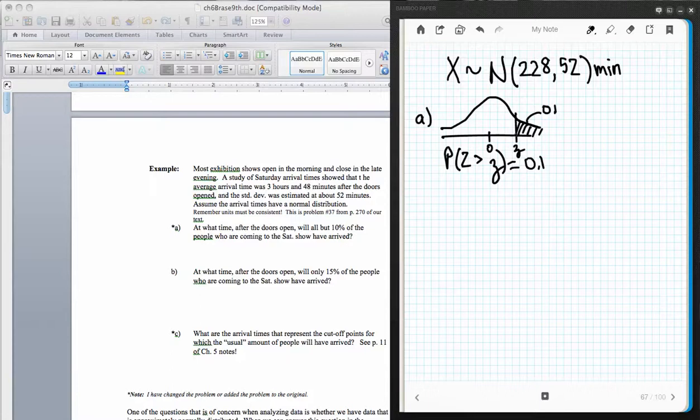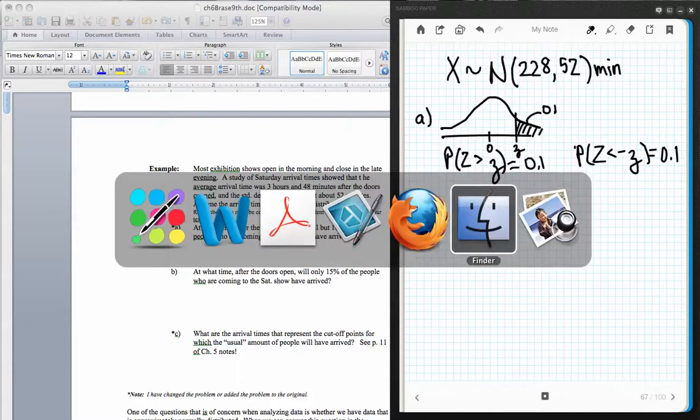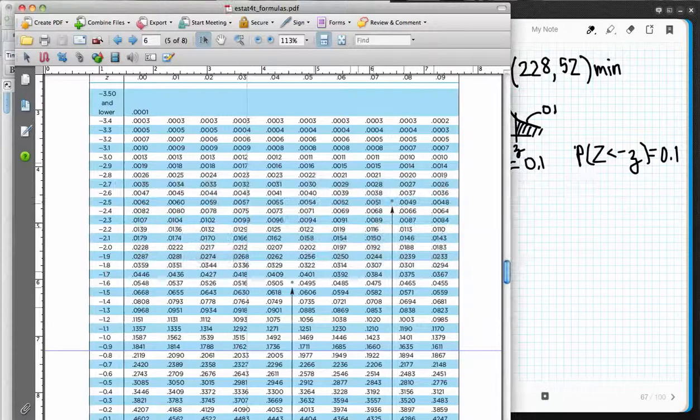0.1. So remember that this tail here is the same as this tail over here. So when I go to look this up, I'm really going to be looking up the probability that a z is less than a negative z is going to give me 0.1. But I'm going to realize that the z I need is actually a positive value because it's in the upper tail here. So let's go back to our handy dandy table and look up 0.1.